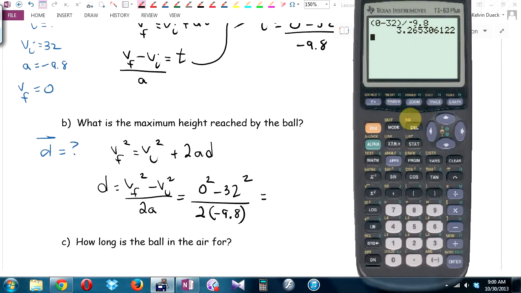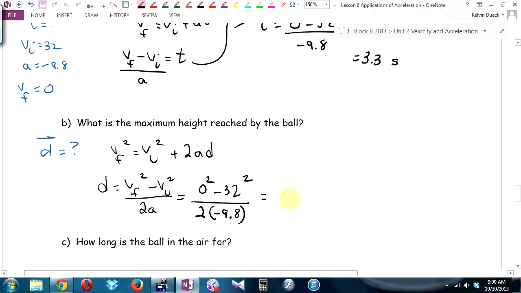I got Jake to get a better calculator. Now I'm going to get Jake to get a better calculator. Oh, a little confusing. 0 squared minus 32 squared, close bracket, divided by bracket, 2 times negative 9.8. You get 52.24489, 52.2. Actually, I guess to 2 sig figs, 52 meters.